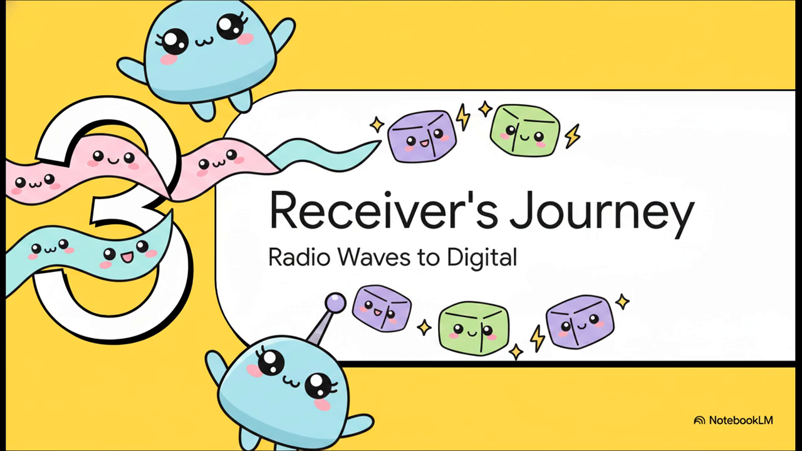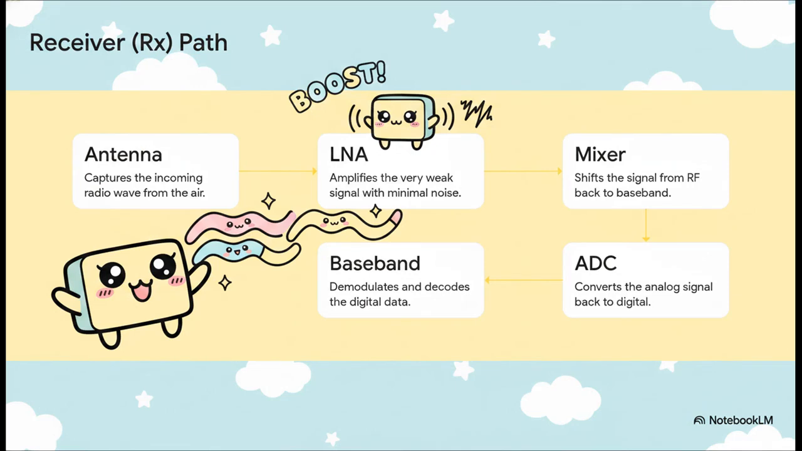Awesome. But communication needs someone to be listening. So let's flip it around and see how this whole thing works in reverse. How do we catch that wave and turn it back into something useful? The return trip starts, naturally, at the antenna, which snags that very faint radio signal out of the air.